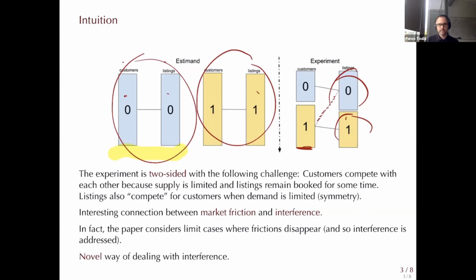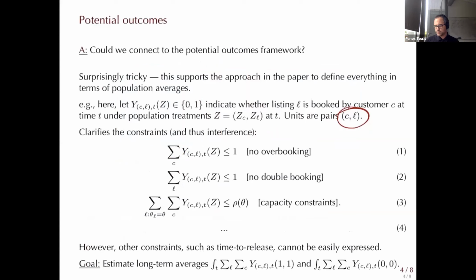I think we're still on slide 3, the intuition slide. It hasn't progressed. Yes, I have. Ah, there it is. Yeah, thanks. Okay. Now I can see it, yeah.